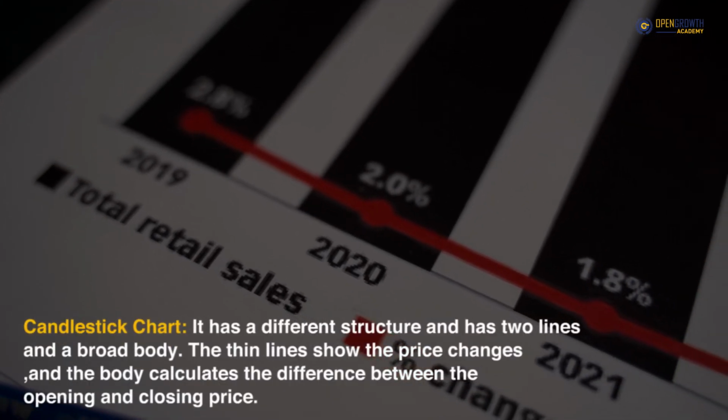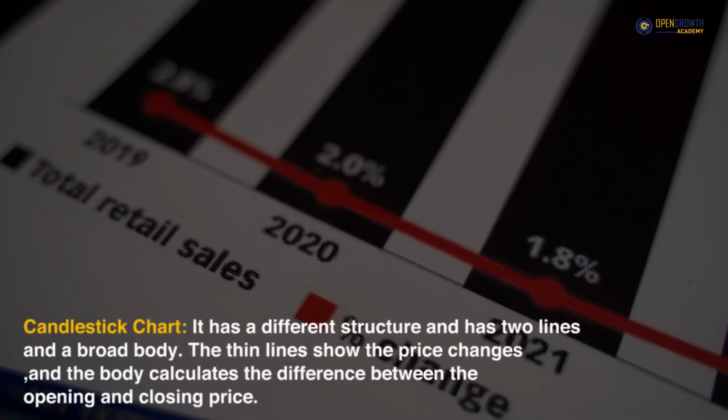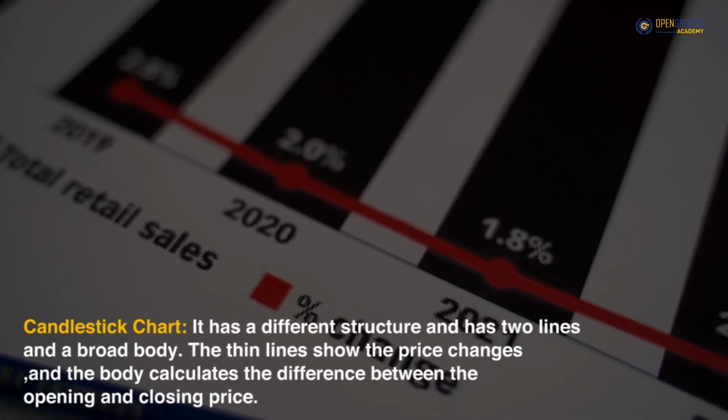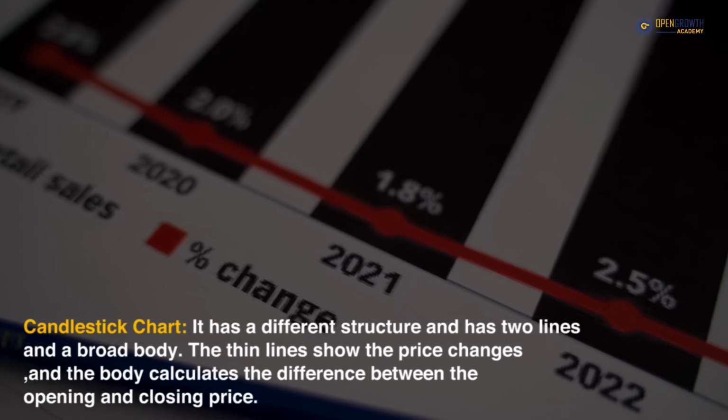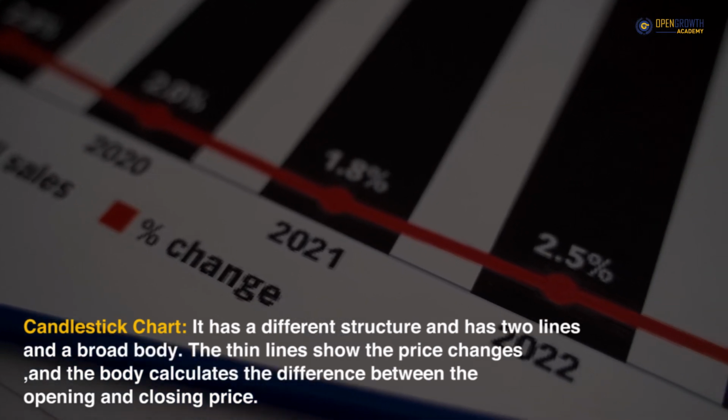Candlestick chart. It has a different structure and has two lines and a broad body. The thin lines show the price changes, and the body calculates the difference between the opening and closing price.